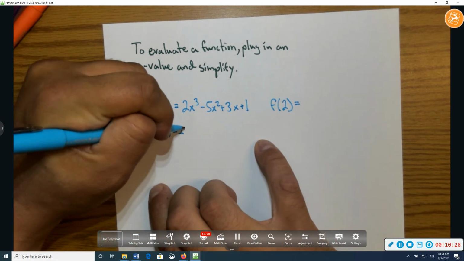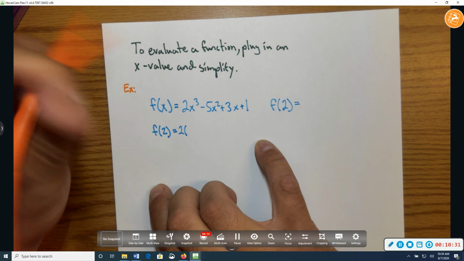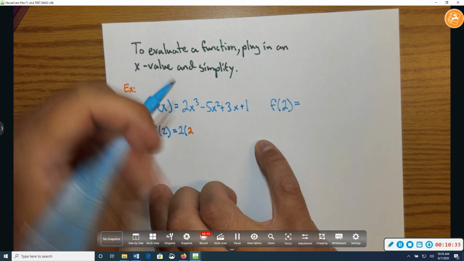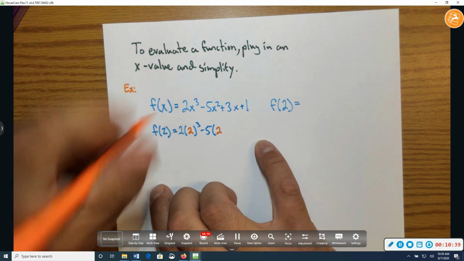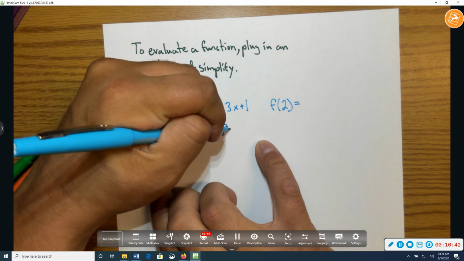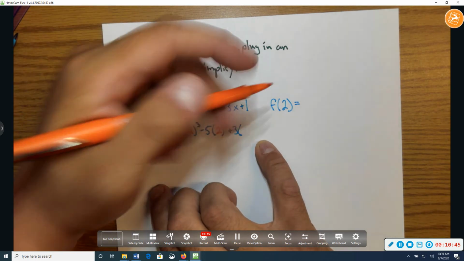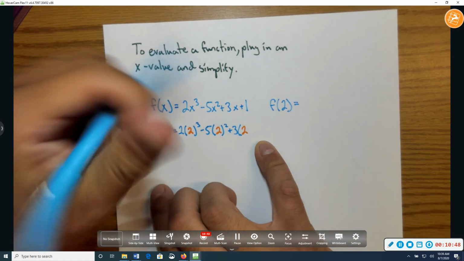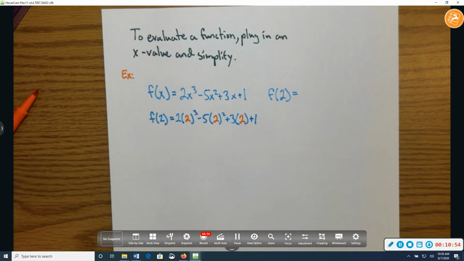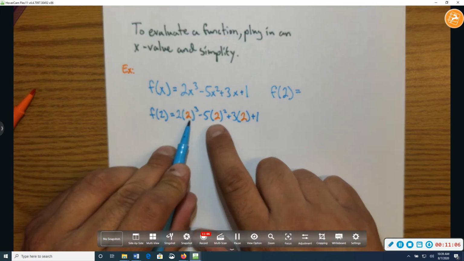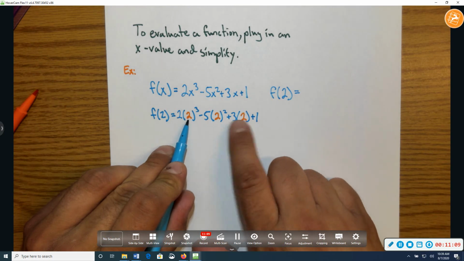And let's see, I can plug in the 2 there for that x. Plug in the 2 here for that x. Plug in a 2 there for that x. And plus 1. And just simplify. So remember how to simplify. We want to follow the rules of operations: parentheses or grouping, then exponents, multiplication, division, addition, subtraction. So I see we have nothing. The parentheses are already simplified. So let's go on to the exponents.